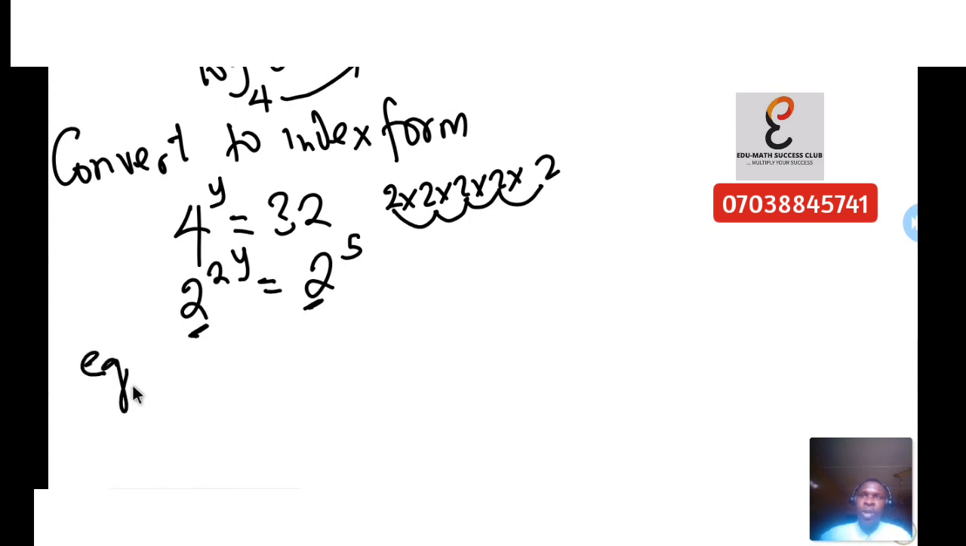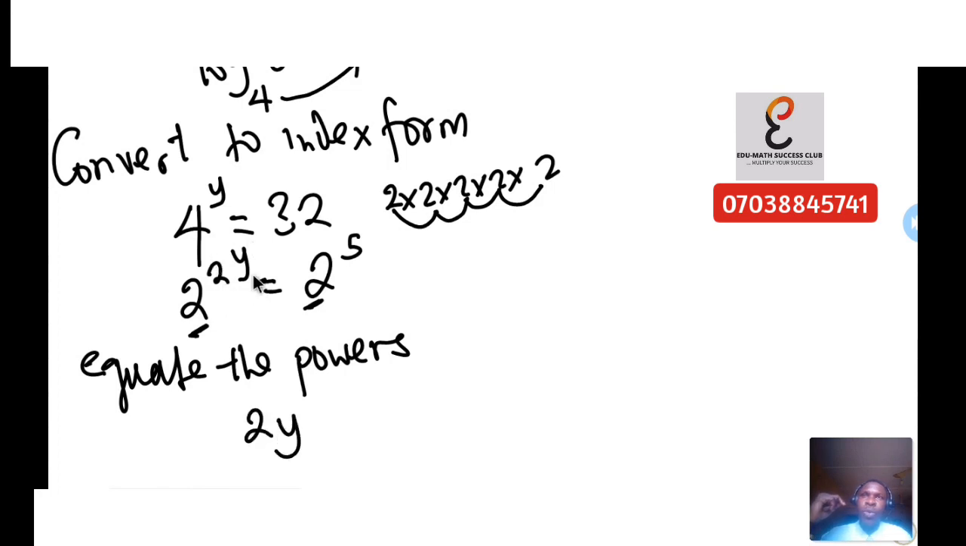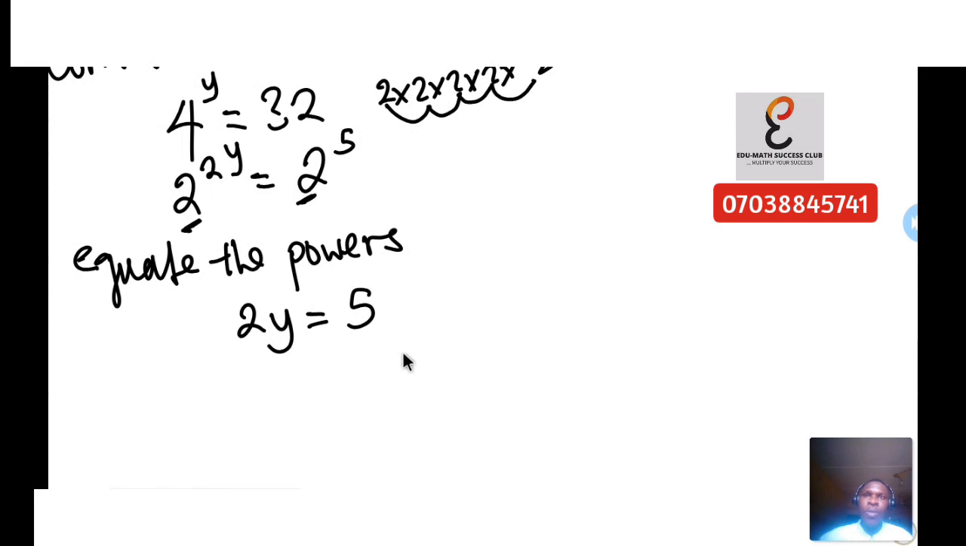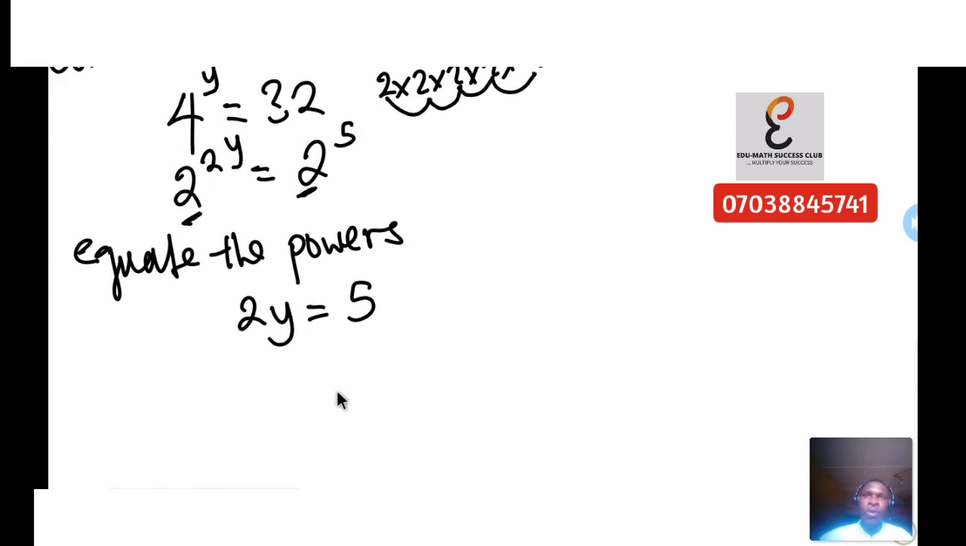So equate the powers. If you do that, you have 2y equals 5. But you're looking for the value of y. Don't forget. So you divide both sides by 2. This will be over 2. Then your y will be 5 over 2. So this is how you evaluate logarithms.